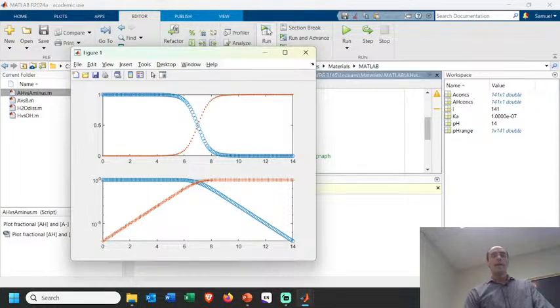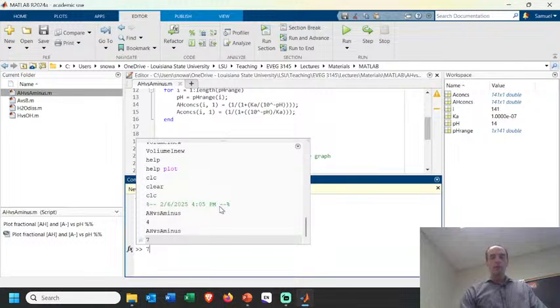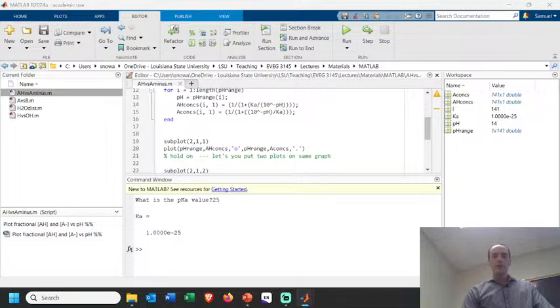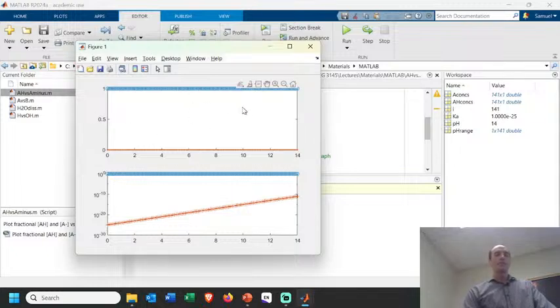Now, I have no idea, but I had a random idea. What happens if we do it again but give it 25? Okay, it didn't break it, that's good. But we see we'd have to get to pH 25 before we get some of the basic version of it, or get half of it as the basic version.